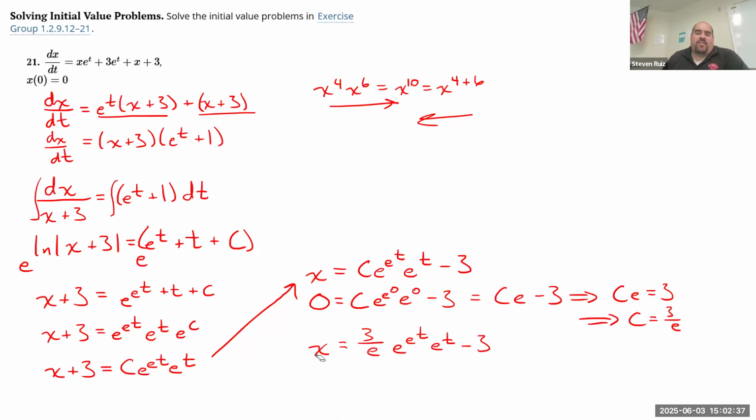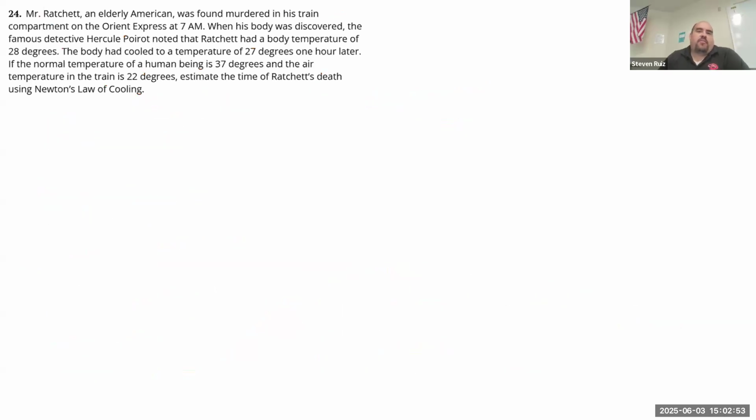For this particular one, I feel like there's probably a lot of different ways to write this equation. And many of you probably wrote it in a way that's less ugly than mine. But this is correct. All right, moving on to 24.